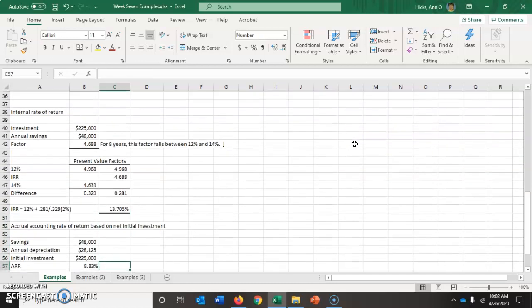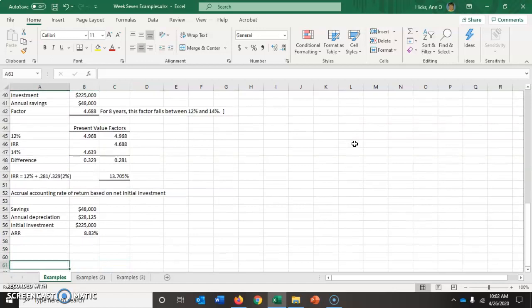The final method that I want to talk briefly about is the accrual accounting rate of return. The downside of this method is, again, we are ignoring time value of money. The NPV, net present value, and IRR methods are the only ones that take into consideration time value of money. The other thing that we're doing with the accrual accounting rate of return is we're looking at accrual-based income, which means we're not looking at cash flow.